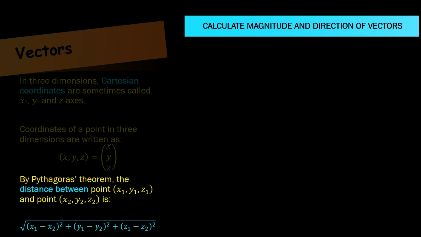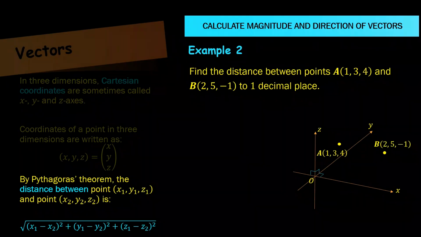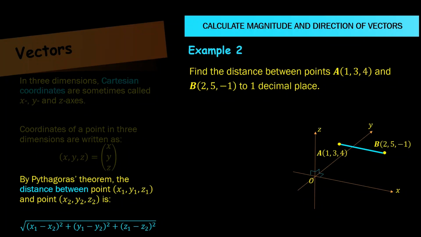If we want to find the distance between 2 points, (x1, y1, z1) and (x2, y2, z2), then this is given by the formula shown on your screen. Let's apply this formula to an example. We are required to find the distance between the points A (1, 3, 4) and B (2, 5, -1) to 1 decimal place. Let's try visualizing this first, although we don't have to once we become more adept at doing these types of questions. So here's, for example, A, and here's the point B, and we're required to find this length here.